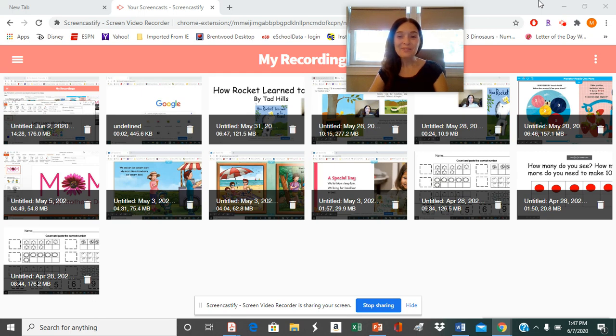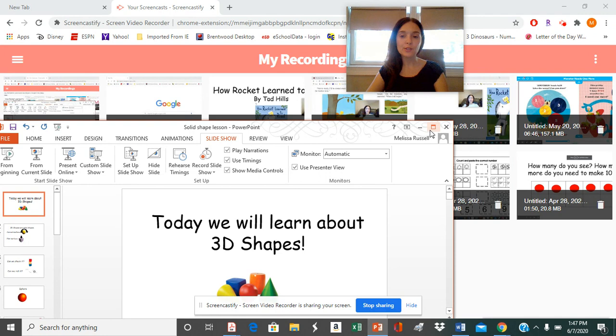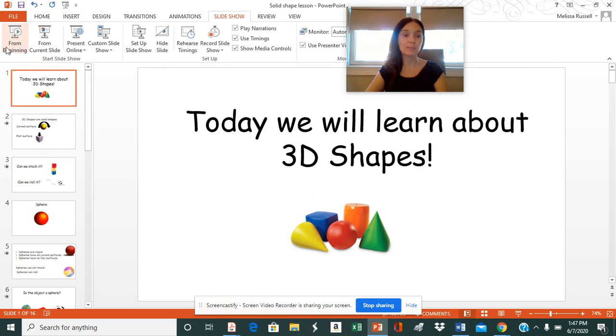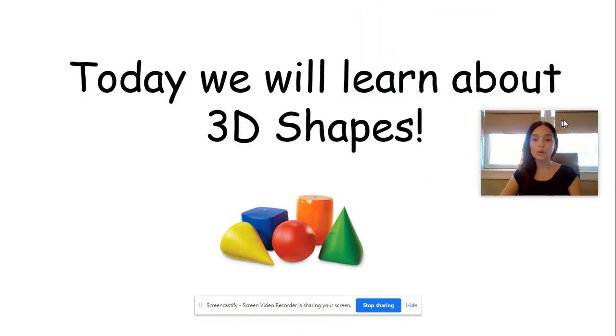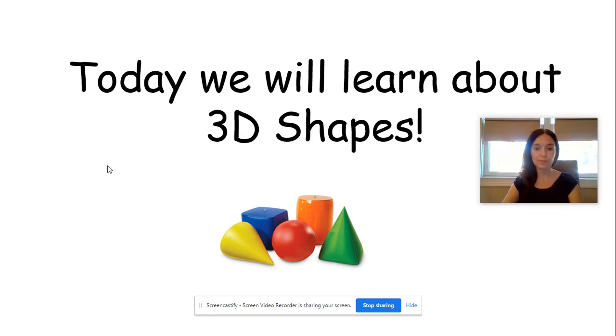Hi friends! Today we're going to learn about some shapes. Last time we learned about our flat shapes or our 2D shapes. Today we're going to talk about 3D shapes. We can also call those solid shapes. Today we will learn about 3D shapes.